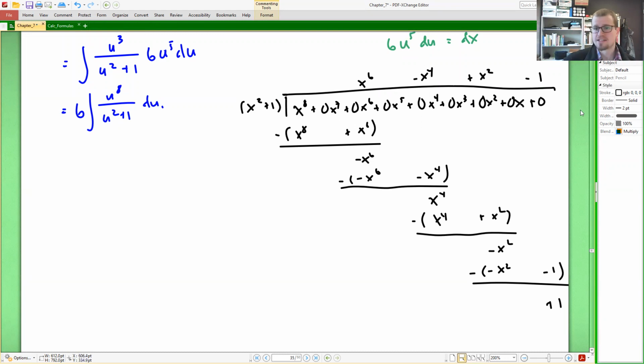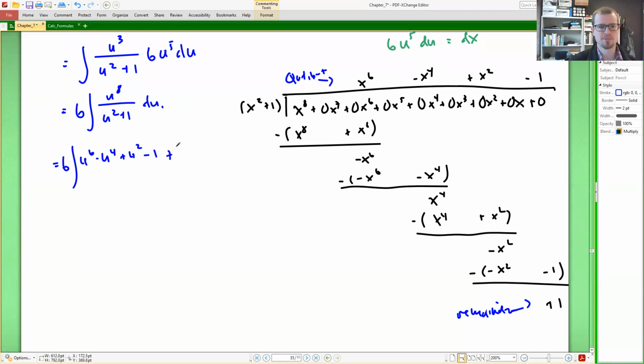All right, so what does that give us? Well, that gives us the quotient as well as the remainder. So by finding those things, I'm able to observe that this is 6 times the integral of x to the 6th, except I don't want x, right? These were supposed to be u's. u to the 6th minus u to the 4th plus u squared minus 1. And then plus the remainder, right?